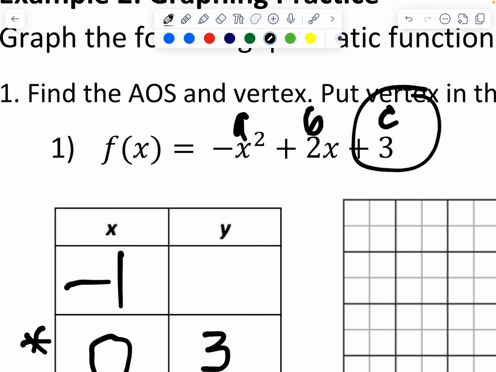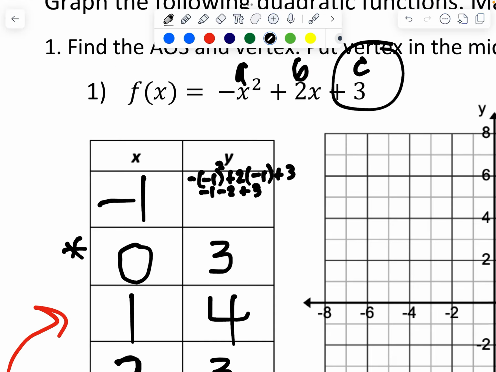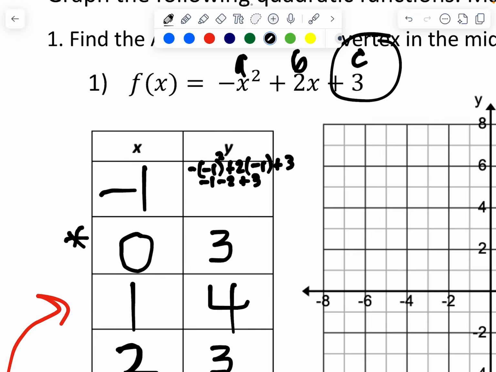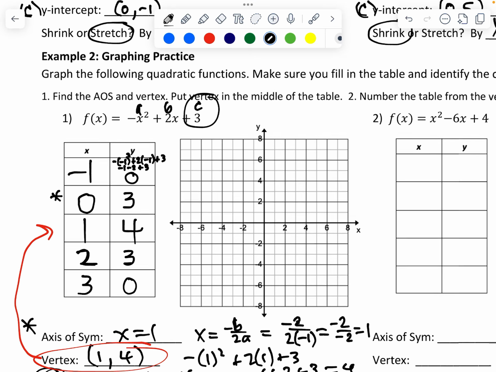So I have a negative, and I'm going to do my math right here. Negative (-1 squared) plus 2 times -1 plus 3. -1 squared is just 1, and times the negative on the outside is -1, minus 2, plus 3. So -1 minus 2 plus 3 gives me 0. That means -1 gives 0 and 3 also gives 0.